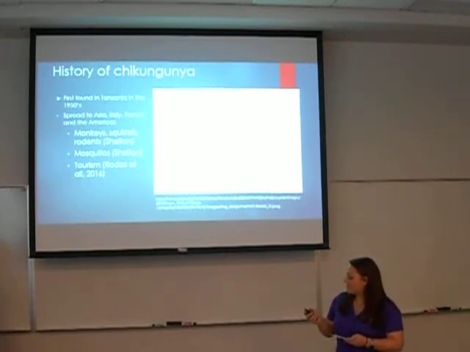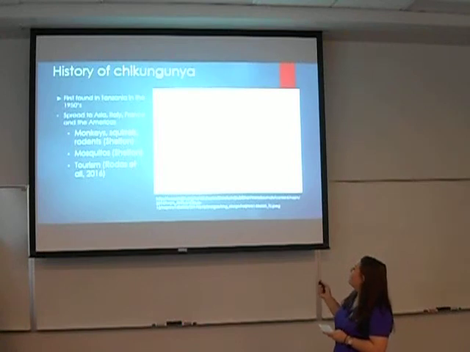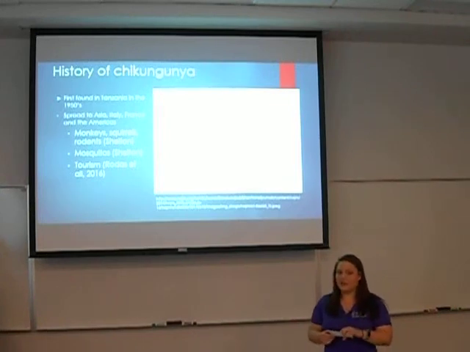And so the first thing we're going to talk about is that it was first found in Tanzania in the 1950s, and then it eventually spread to Asia, Italy, France, and the Americas. So this chart over here just shows that it started here, then it spread down, then over, and then all the way over here, probably through the Pacific Ocean to here. And that's just to show the different spread of the strains of the Chikungunya virus.